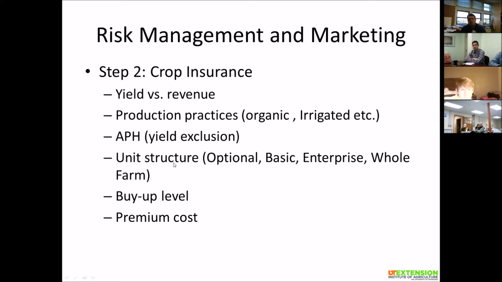This one is one where there's typically some confusion. You basically have the 4 different types of units. You have optional, basic, enterprise, and whole farm. Optional is attached to specific field and commodity. Therefore, it provides the most complete coverage. It obviously has a higher premium, so those are your trade-offs.